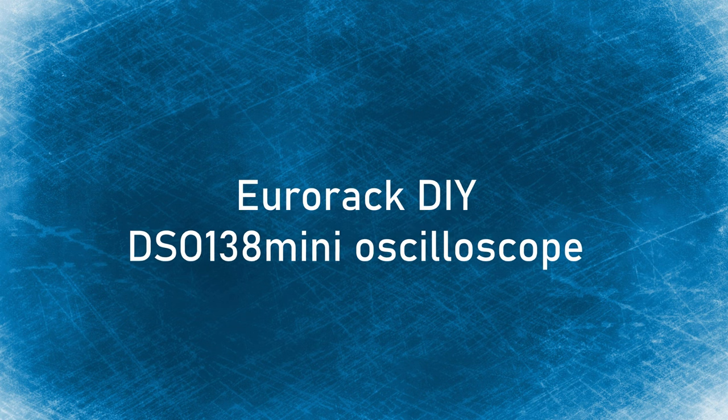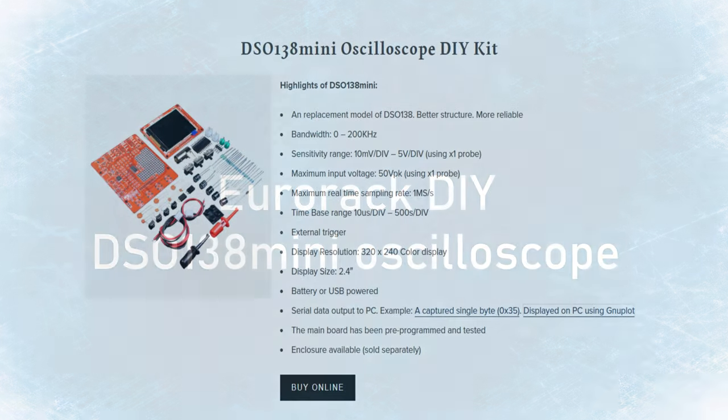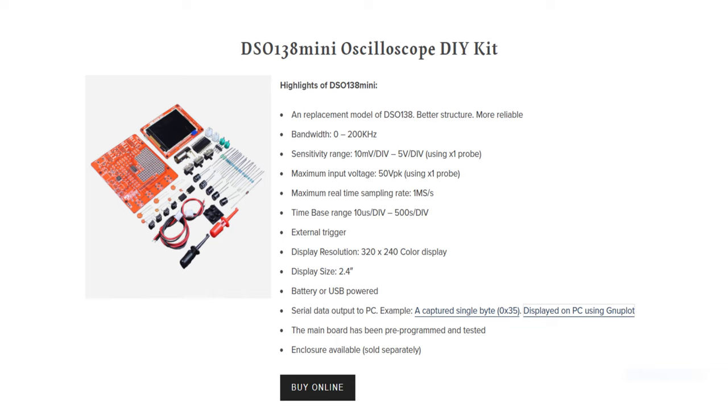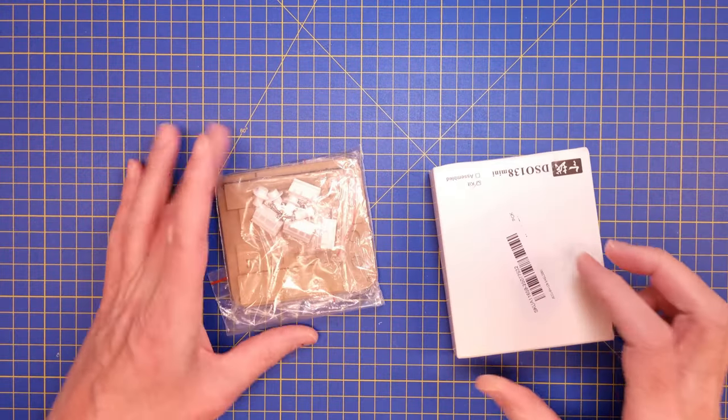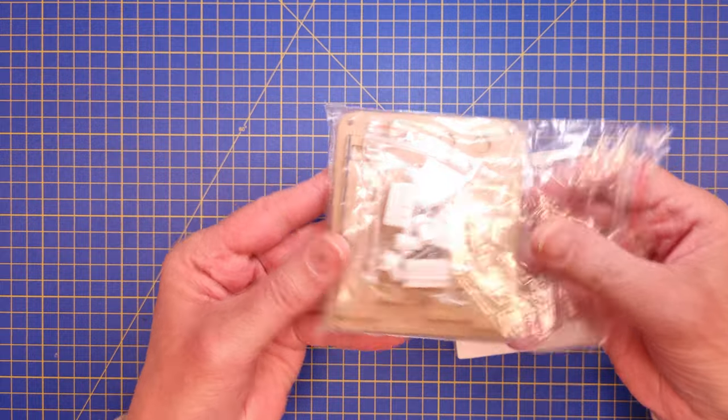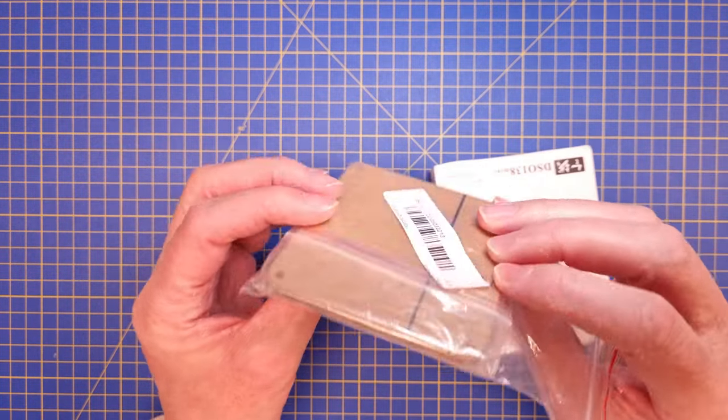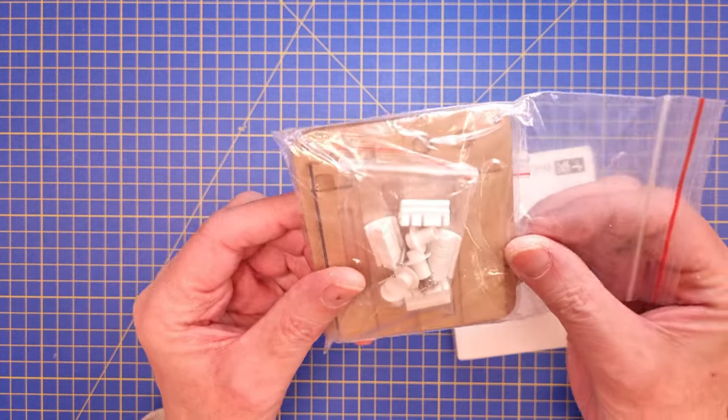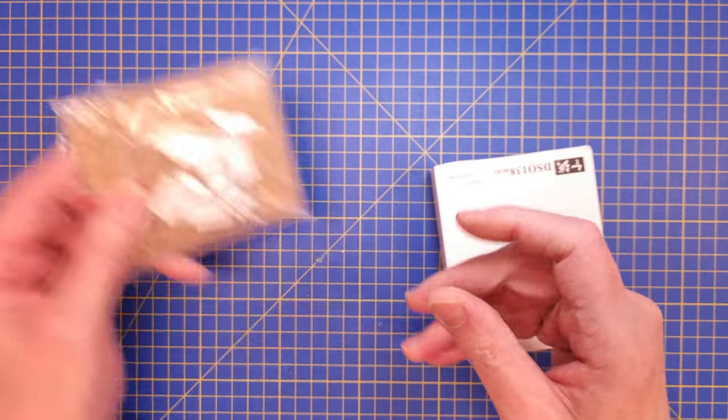Hello everyone. In this episode I will build a low-cost oscilloscope for my Eurorack. It is based on the DSO138mini oscilloscope that you can buy for little over 20 euros as a DIY kit. My delivery included the housing, but I will not use that for this project.